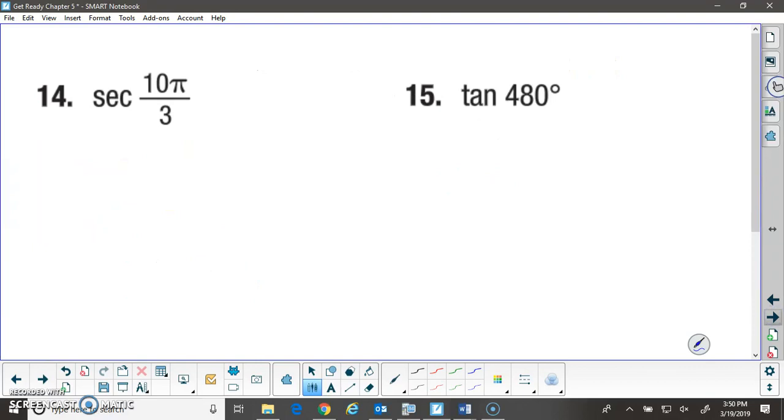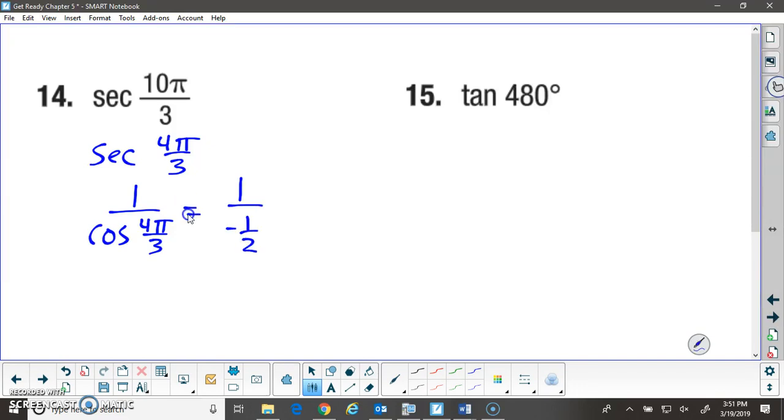Secant of 10 pi over 3, let's find a coterminal angle with 10/3 pi. 4/3 pi is coterminal with 10/3 pi. They're 2 pi apart from each other. And so then I can find the cosine of 4/3 pi from the unit circle. That's equal to negative 1/2. And then to simplify this, we would get negative 2 for a result.